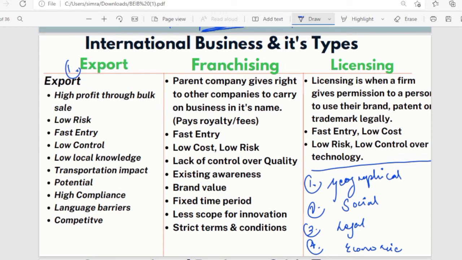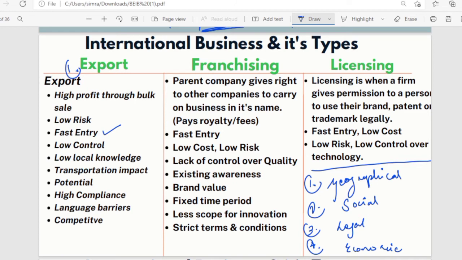Even a small businessman knows about this. For example, a vegetable seller or a fruit seller, even they know what is exporting, and it can be done internationally. So this is the most common mode of entry. And what are some plus points of this mode? The first plus point is fast entry. What does fast entry mean? It means the way to enter into this market is way simpler than the other modes.